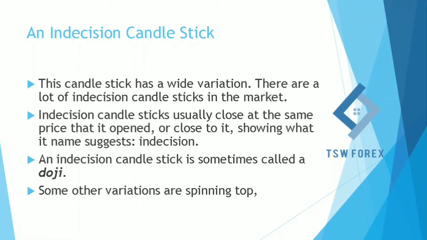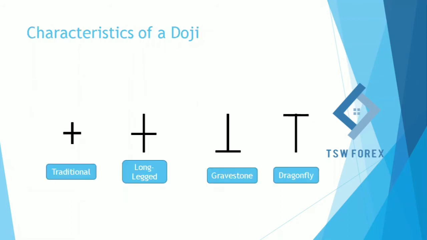An indecision candlestick is sometimes called a doji. Some other variations are spinning top, etc. So we have a traditional doji candle here, and then there's another variation, which is a long-legged doji. Then we have one that looks like an upside down T. We call that a gravestone. And then a T-shaped doji candle, we normally call that a dragonfly.